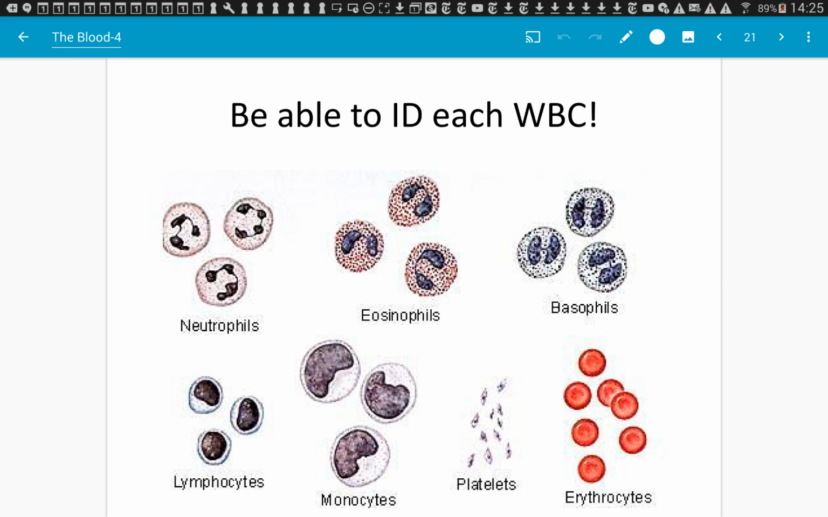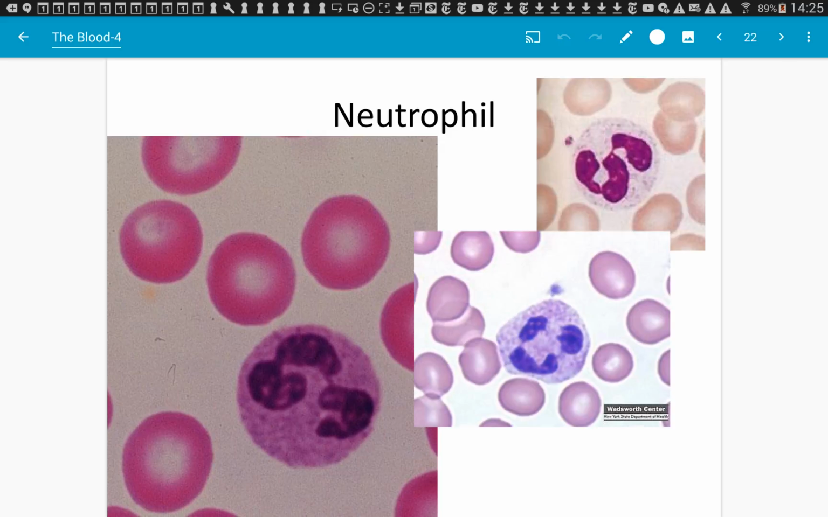This is just an illustration of some of the white blood cells. I'm not going to use this drawing. It's just kind of a summary picture. So we're going to be looking at actual pictures of white blood cells. Forgive me, I need to sit down.